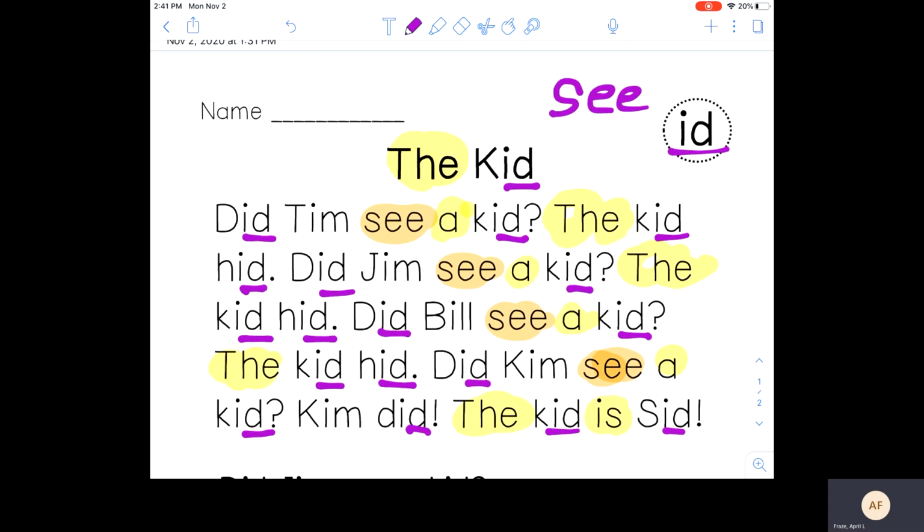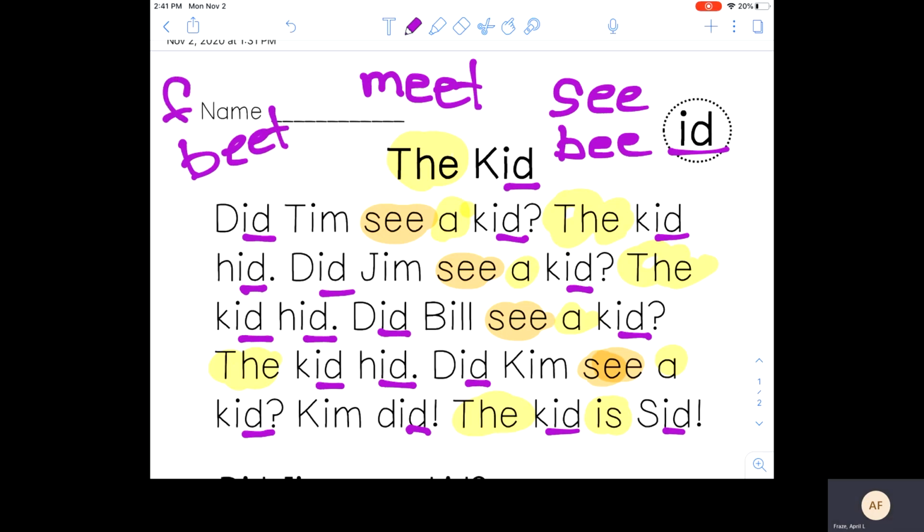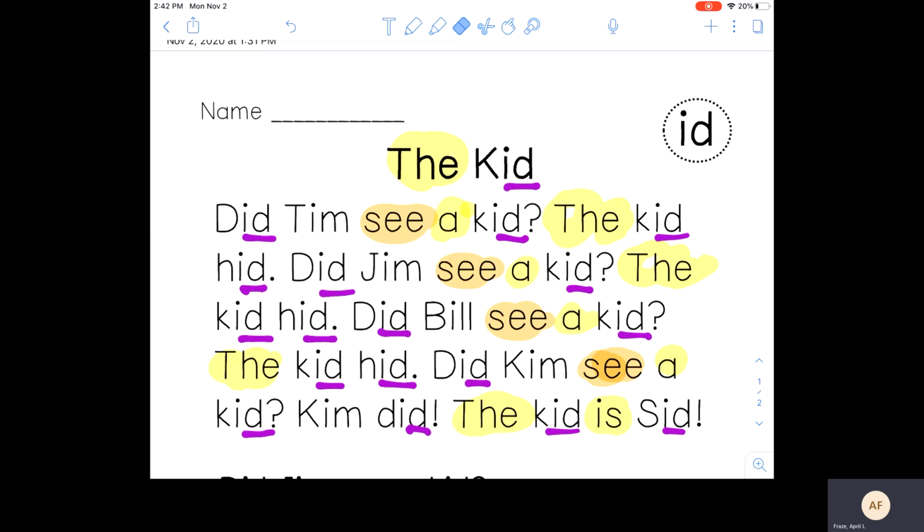E, C, B, E, like a bumblebee, B, M, eat, B, eat, eat, feet, beat, meet, C, B. Just some examples of other words that have the long E sound made by two E's.